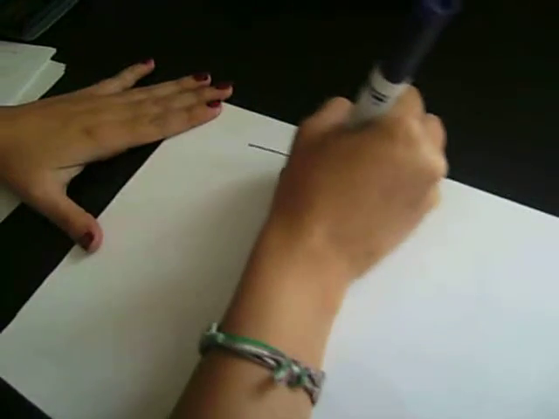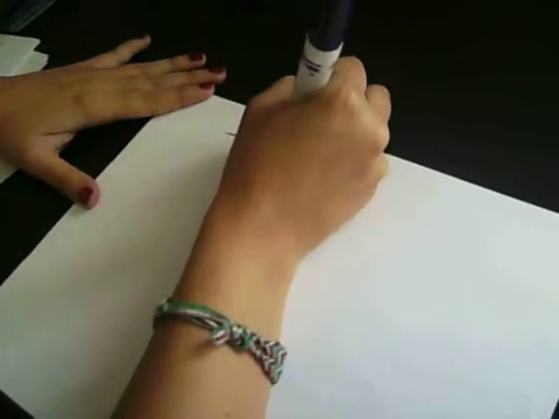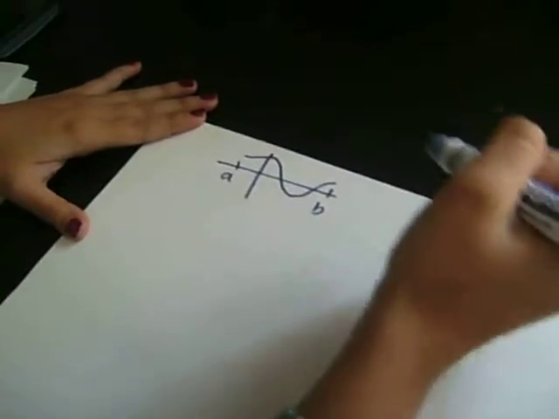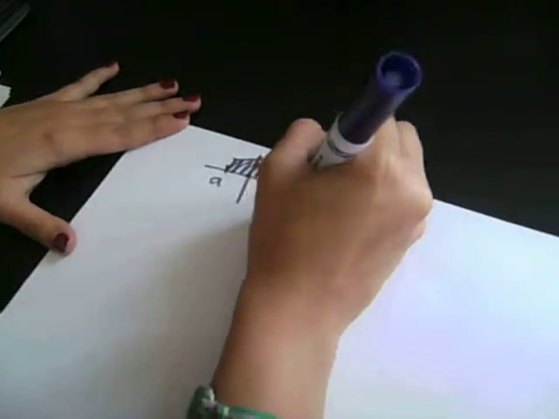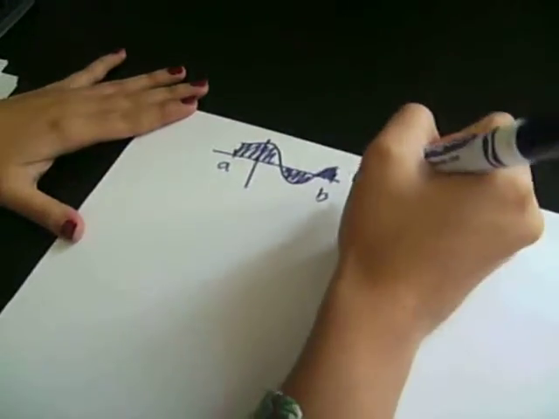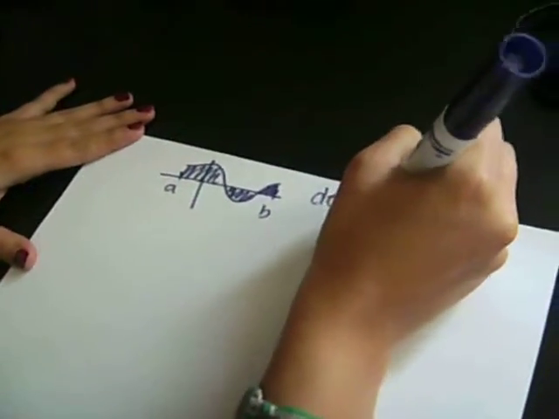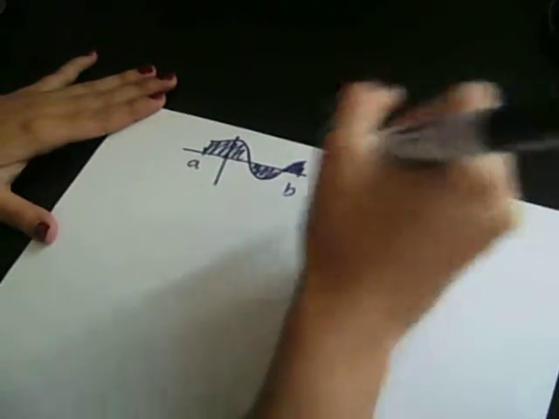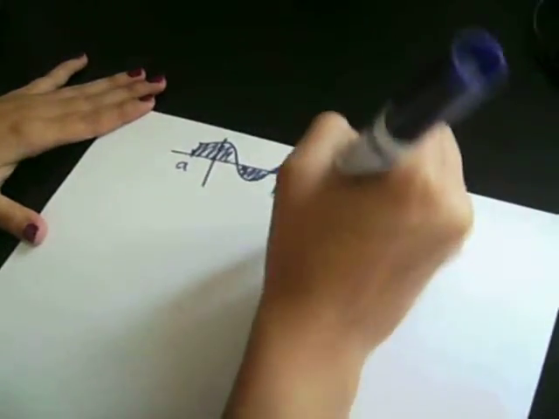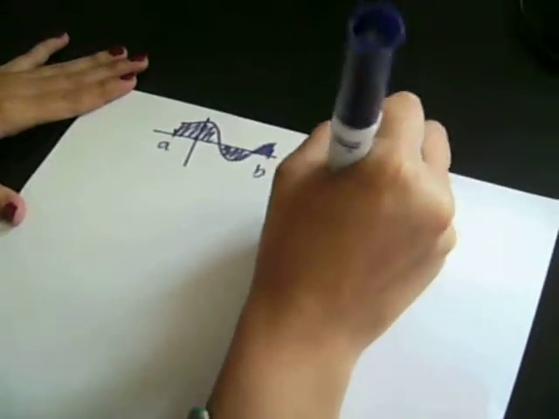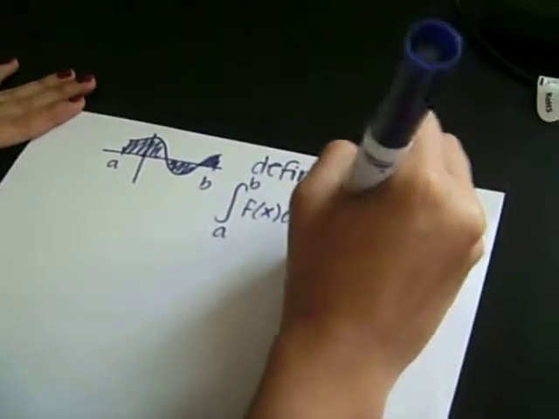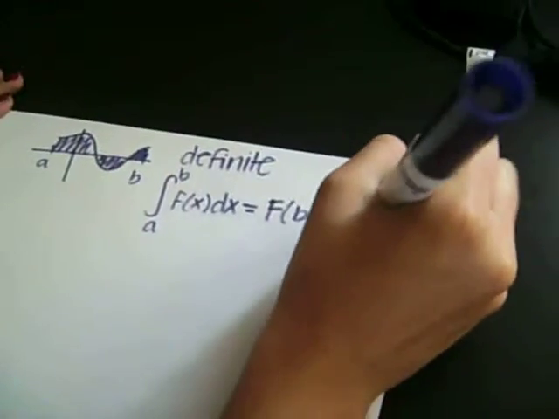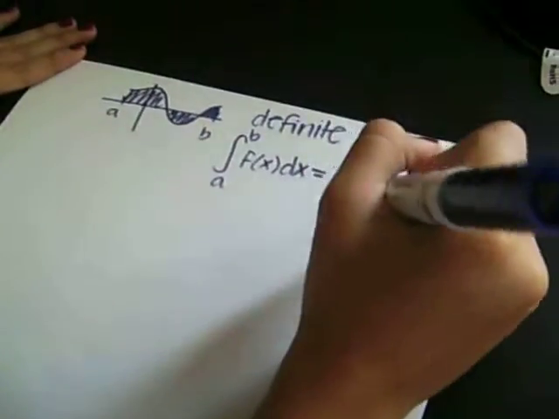And when given a graph like this, and this function here with the limits from A to B, you want to find the area, which is this, this, and this. So this is a definite integral because it contains limits. The equation to find the area of a definite integral is the antiderivative from A to B, which equals f of B minus f of A. That's to find the area of this.